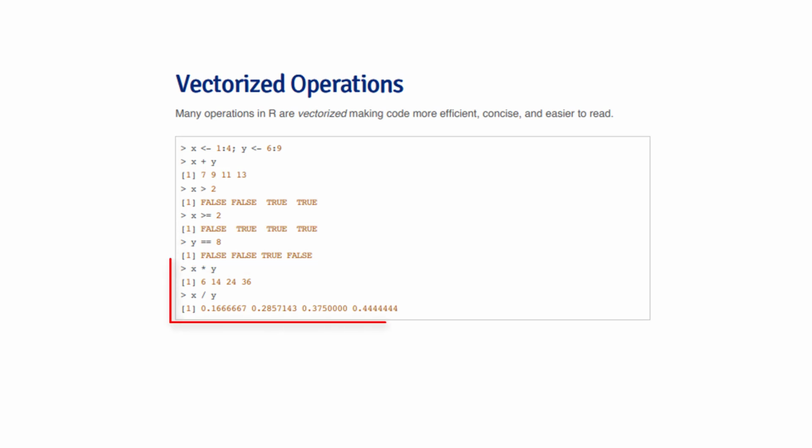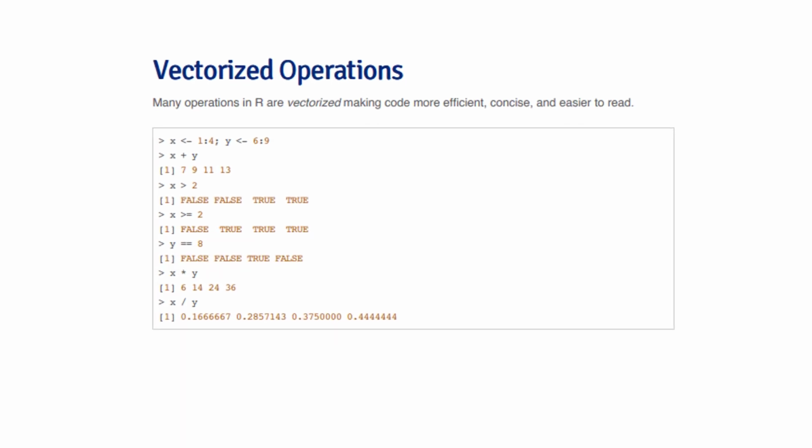The other kinds of arithmetic operations like multiplication and division are all vectorized types of operation. So when you want to multiply, divide, add, or subtract vectors, you can do the natural thing. Just add them together or multiply them together and the operation will be done in parallel.